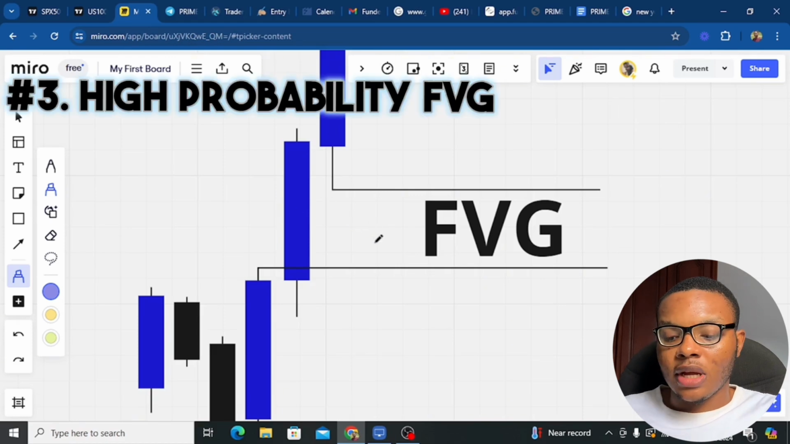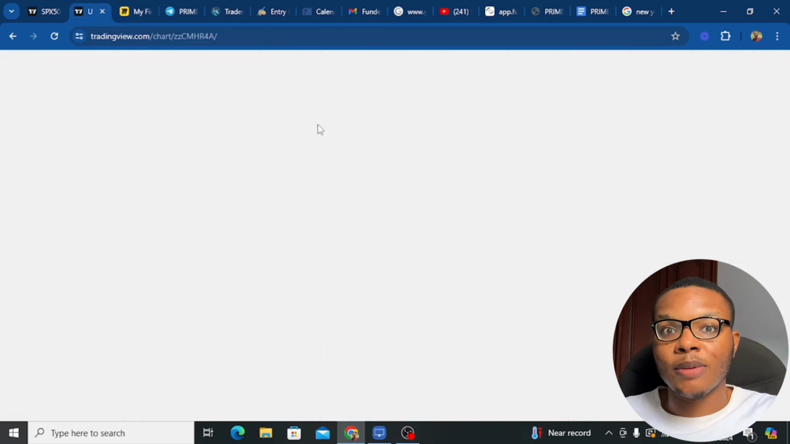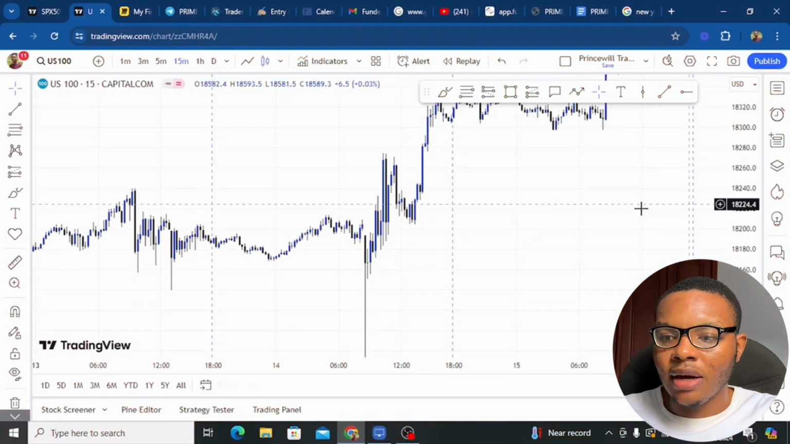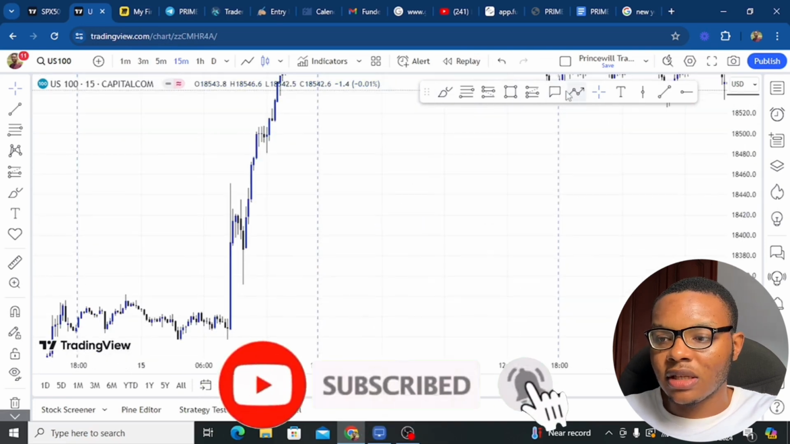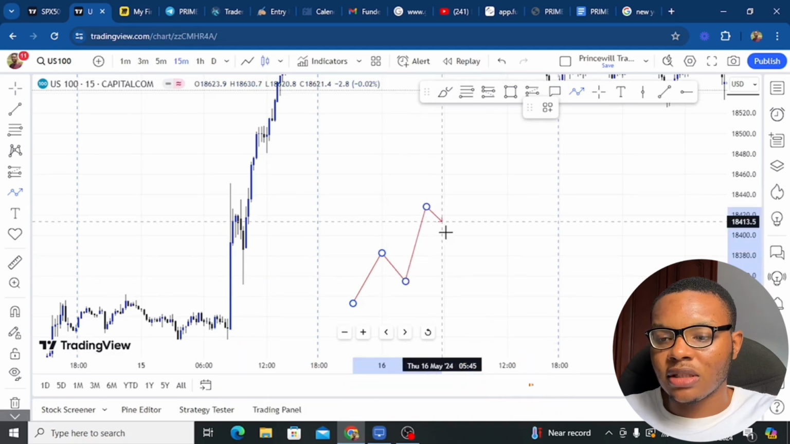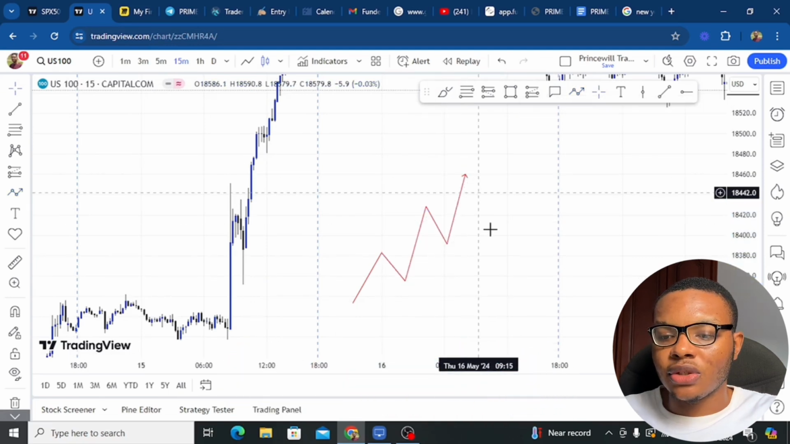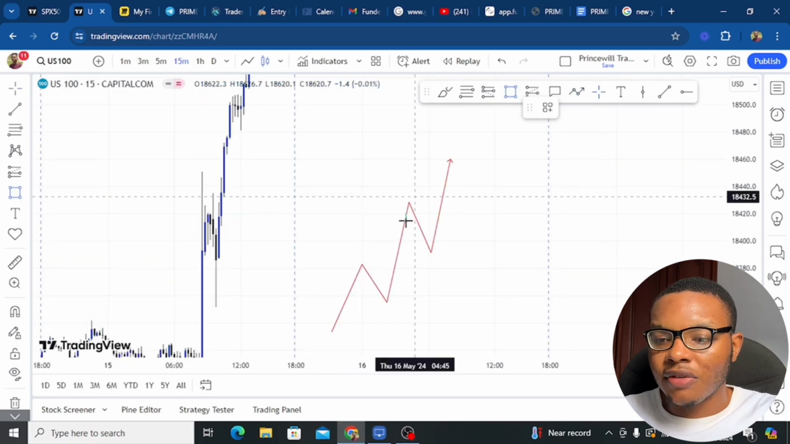Now, high probability fair value gaps. Let's go to the chart and let me show you something about fair value gaps and high probability fair value gaps. When the market distributes in patterns like this, in higher highs and higher lows, you can have fair value gaps situated everywhere. You can have a fair value gap here.